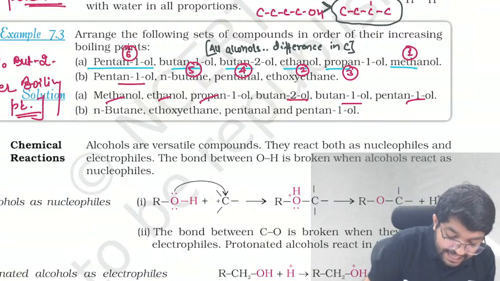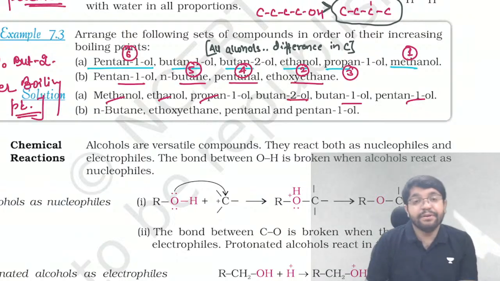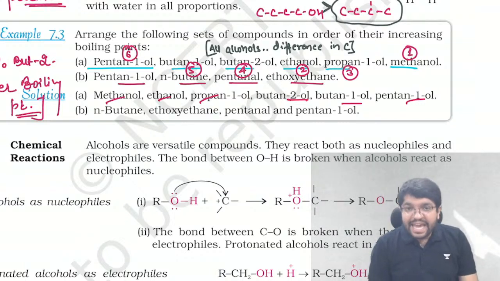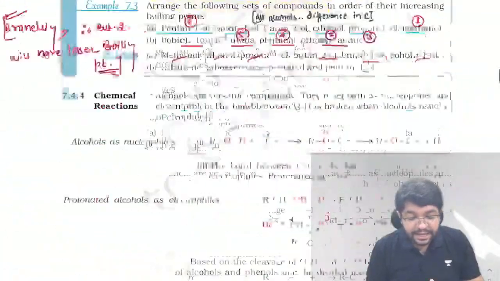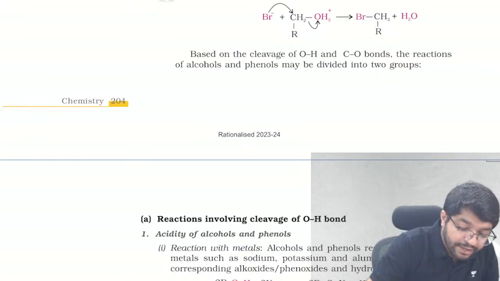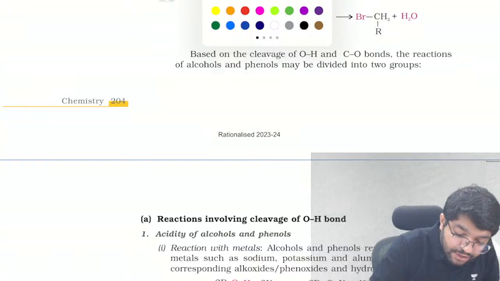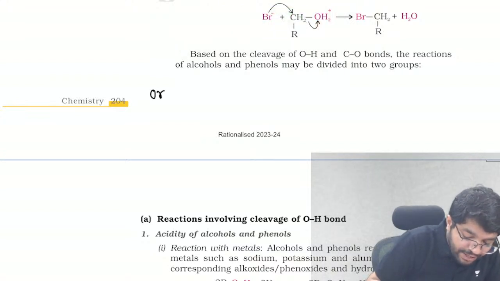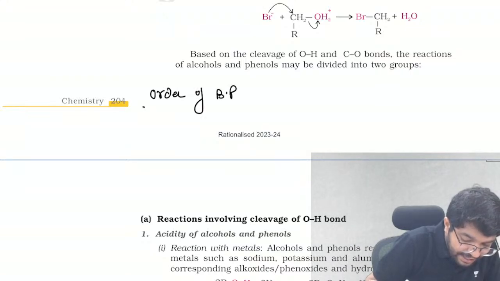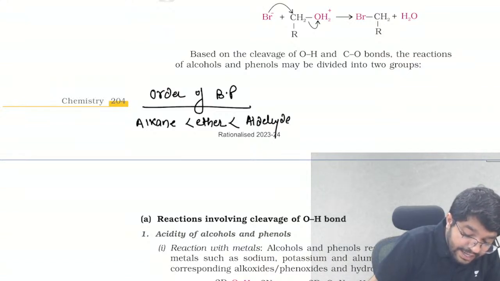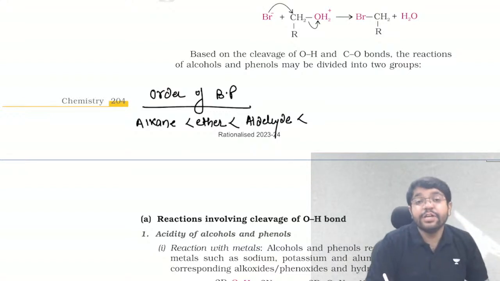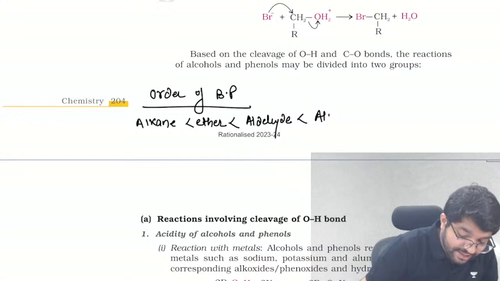The next is pentane, then normal alkane, aldehyde, ether. Remember, alcohols have the maximum boiling point, alkanes have the minimum. So alkane, then ether, then aldehyde, and then alcohol. Guys, it's going to be really, really helpful. The order of boiling point is alkane lesser than ether, lesser than aldehyde, lesser than alcohol.